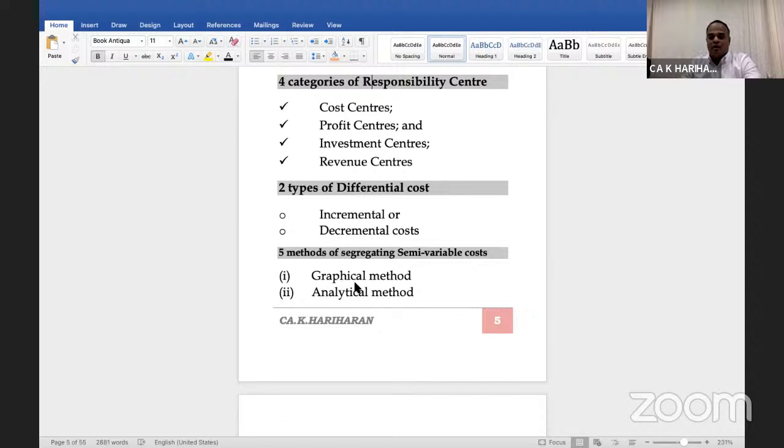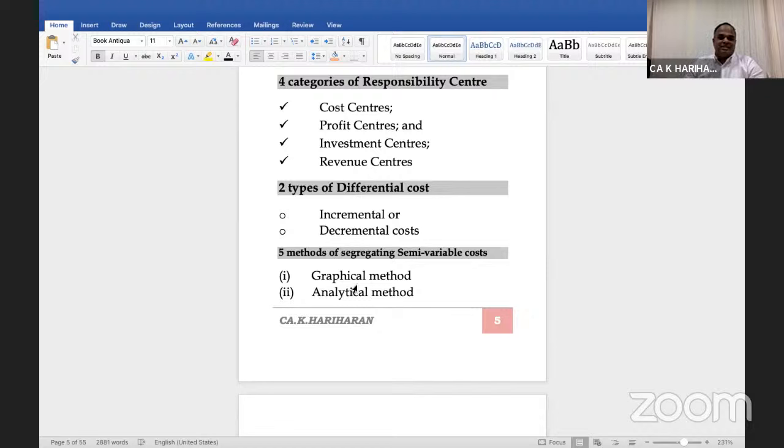Then the branch is there. In that branch, whether it's viable or not, whether the branch should be there or not. How much is the cost of operating, how much is the revenue out of the same. Therefore, whether net benefit, profit is there or not. If the profit is there, then it's called a profit center.